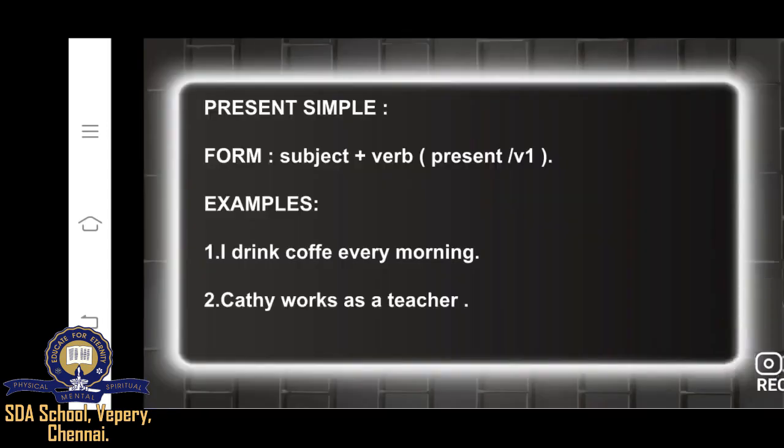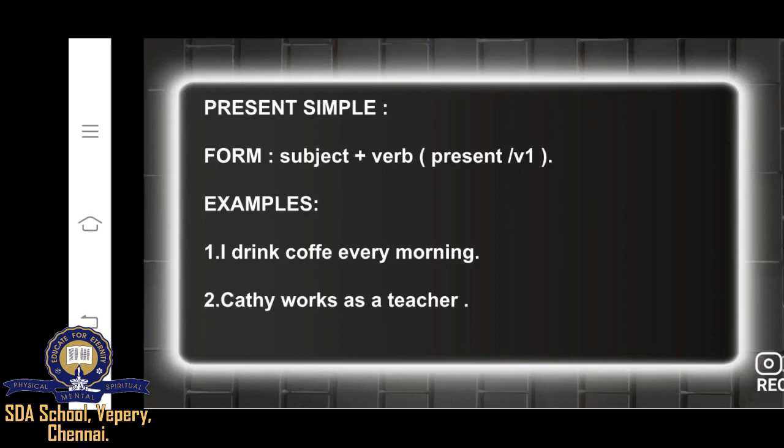We make the simple present tense with a subject like I, you, we, they, he, she, it and the verb in the present or the V1 form. For example, I drink coffee every morning. Kathy works as a teacher.